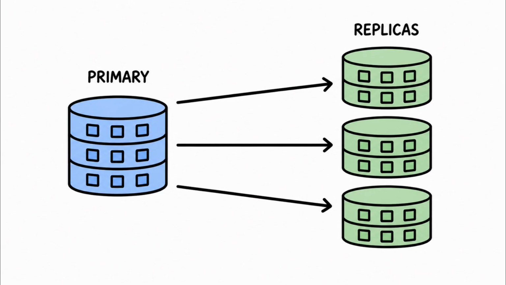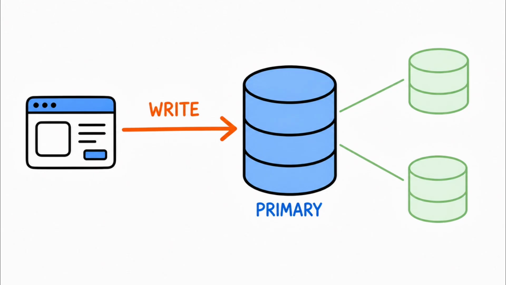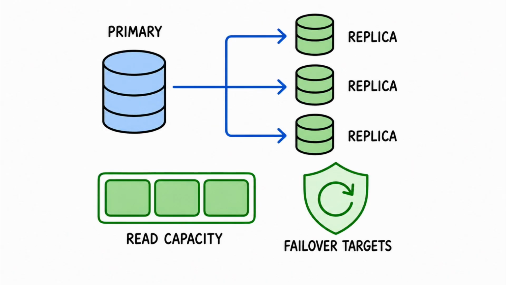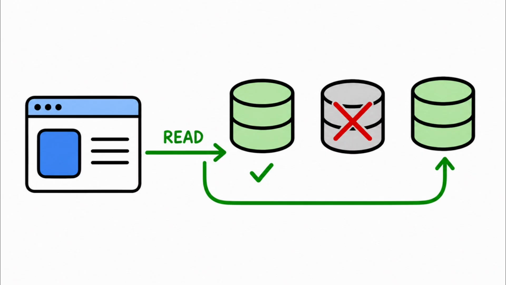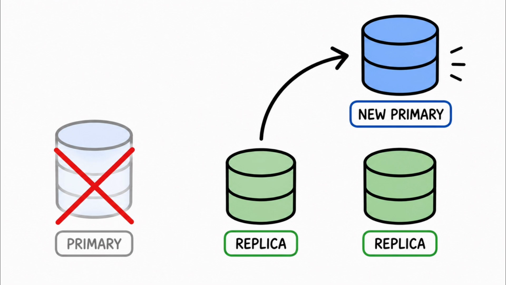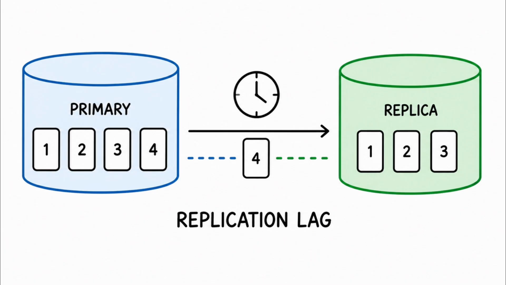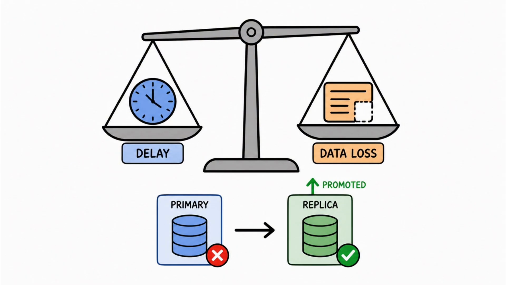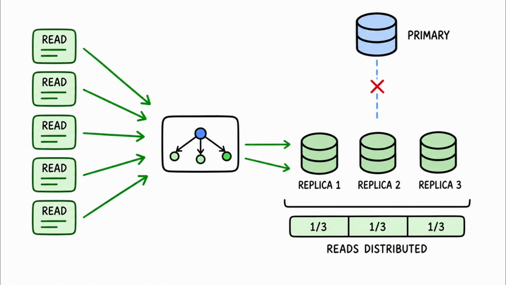Database replication creates copies of data on additional database servers. In a common arrangement, writes go to a primary database. Read requests can be distributed across one or more read replicas. That increases read capacity and creates possible failover targets. If a replica fails, reads can move to another healthy replica. If the primary fails, a suitable replica may be promoted. Promotion is not magic, because replicas may be slightly behind. With asynchronous replication, a recent write might not have arrived yet. Recovery therefore requires an explicit decision about acceptable delay and data loss.